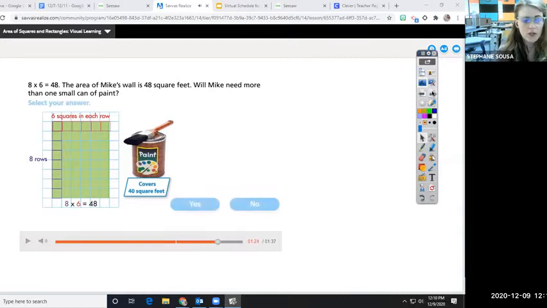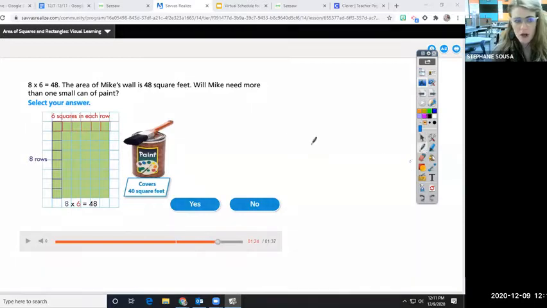All right, I'm looking for your cameras. The paint covers 40 square feet. His wall is 48 square feet. Will he need more than 1 can? Yes, thumbs up. No, thumbs down. Is he going to need more than 1 can? He's got 48 square feet to cover. He has a can that covers 40.